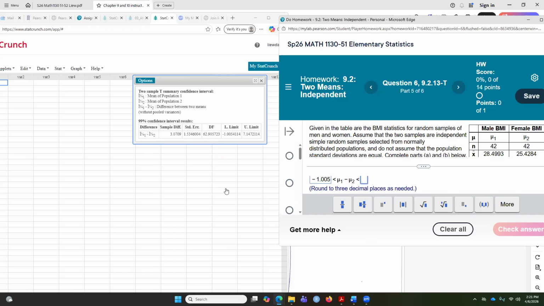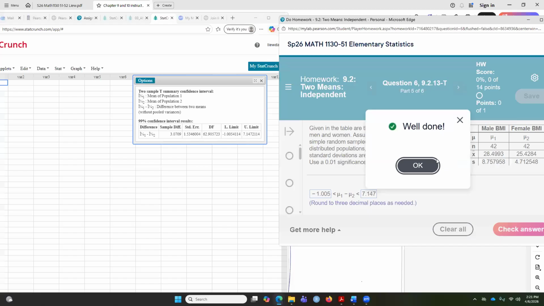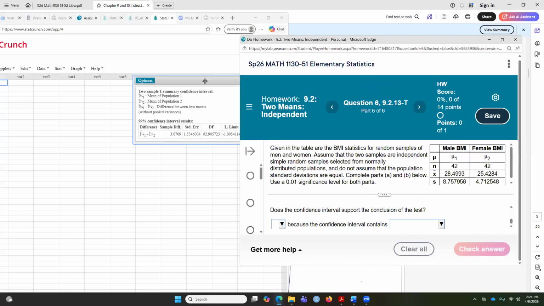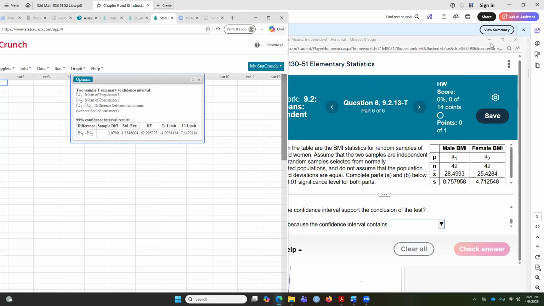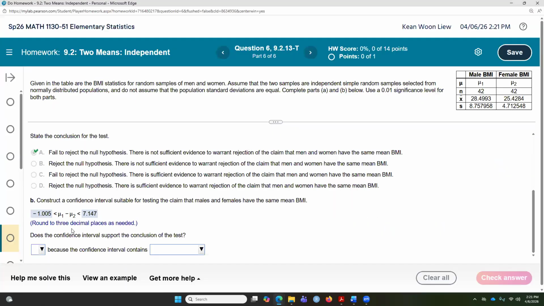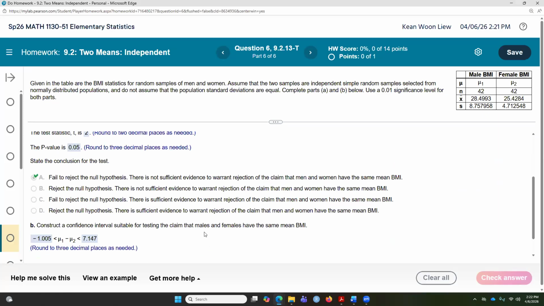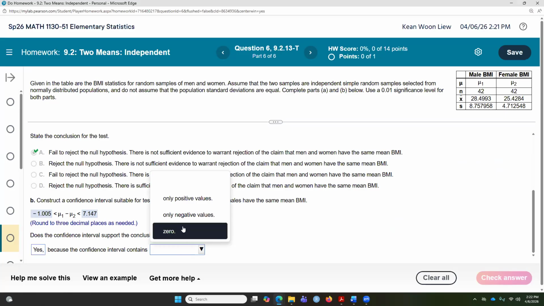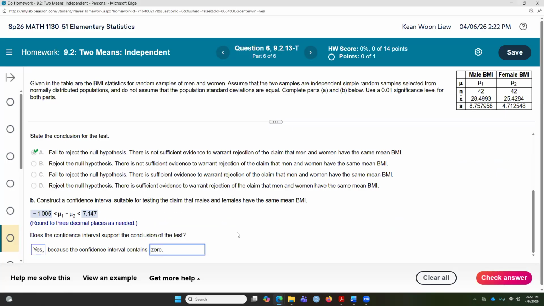And then the other one is 7.147. And the confidence interval here does capture 0, because one of them is negative and the other one is positive, so we will capture 0. So it is the same. Capturing 0 means that they are equal. Is it a support function? Yes, because the confidence interval contains zero. Okay, so that means that the two BMIs are the same in this case.